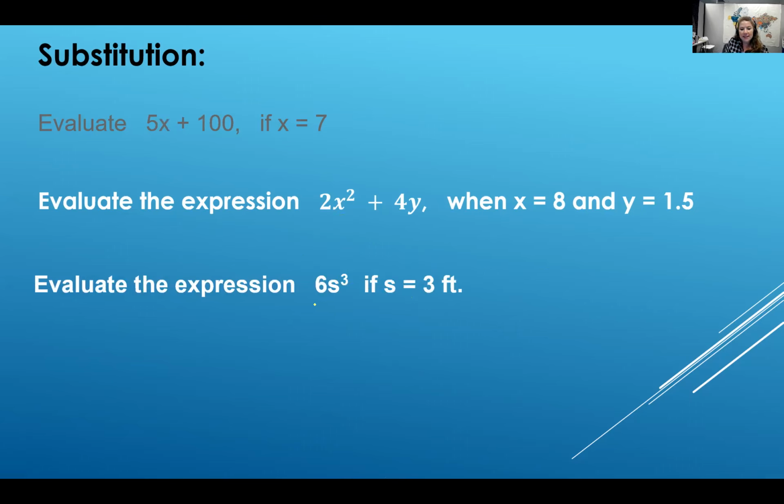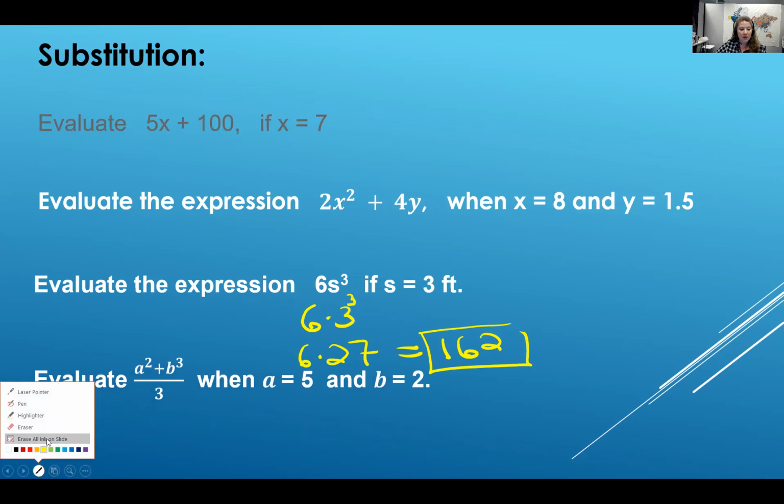The next one says 6 times s cubed. If s is 3, we're going to do 3 to the 3rd power. Only that 3 is being raised to the 3rd power, not 6 times 3, not 18 to the 3rd power. But 3 times 3 times 3 is 27. And then the last thing I'll do is multiply 27 times 6, and I would get 162. And that is the answer.